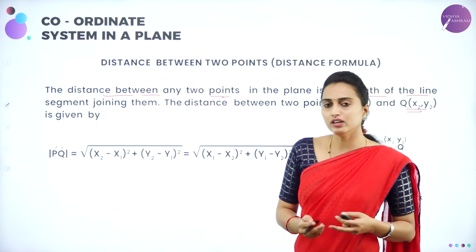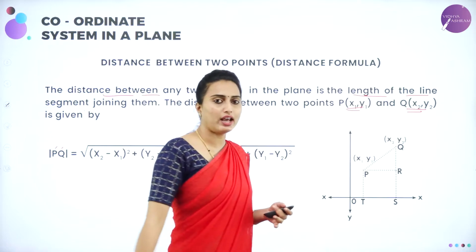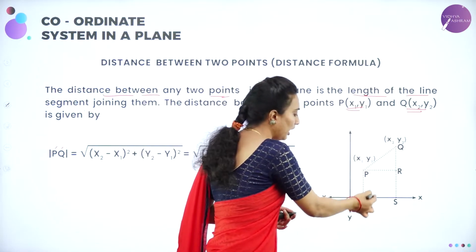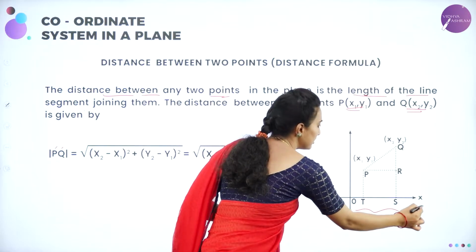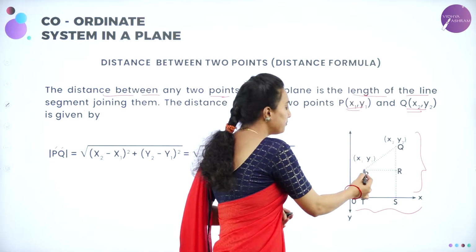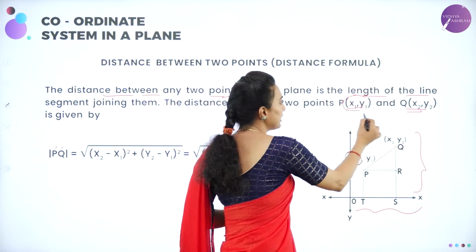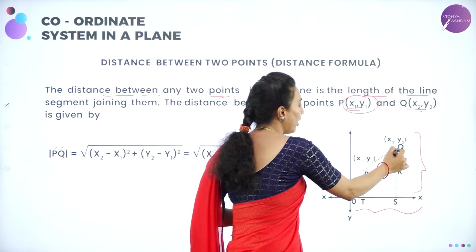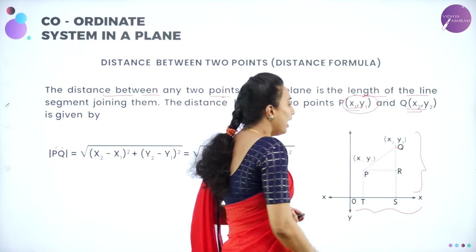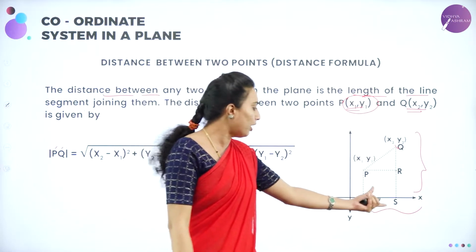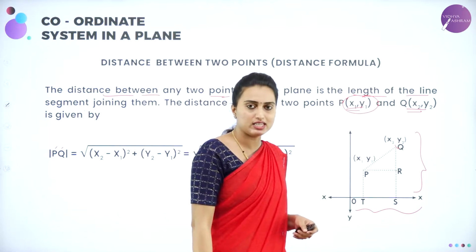Here I have drawn the diagram where I have taken P and Q as the 2 points. This is the x-axis, and this is the y-axis. P has coordinates x1, y1, and Q has coordinates x2, y2. Then I draw a perpendicular from Q to the x-axis, which I have named S.